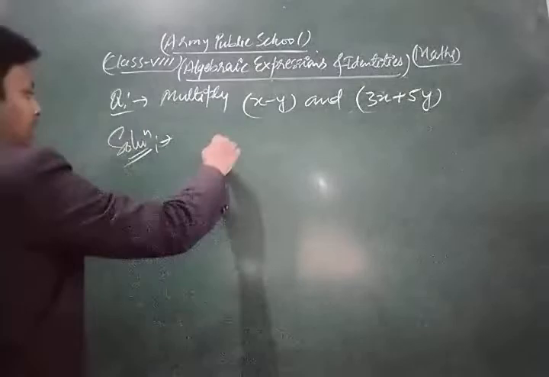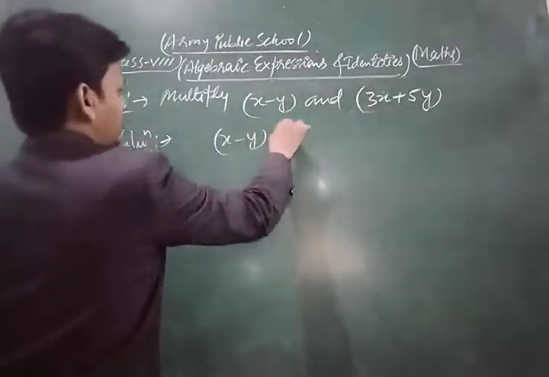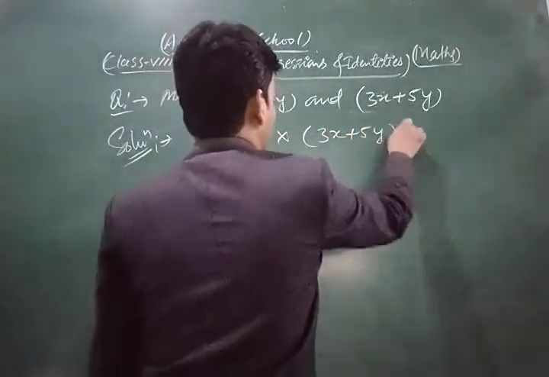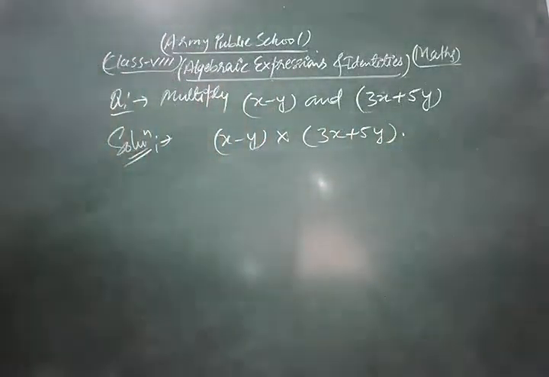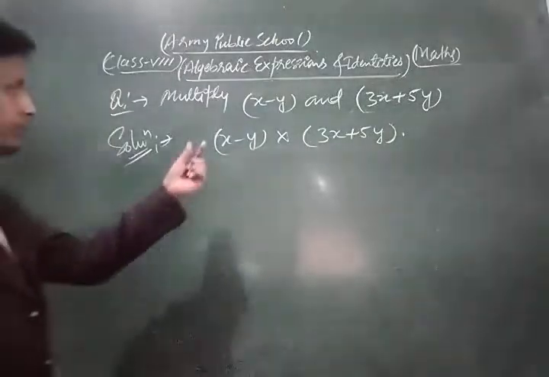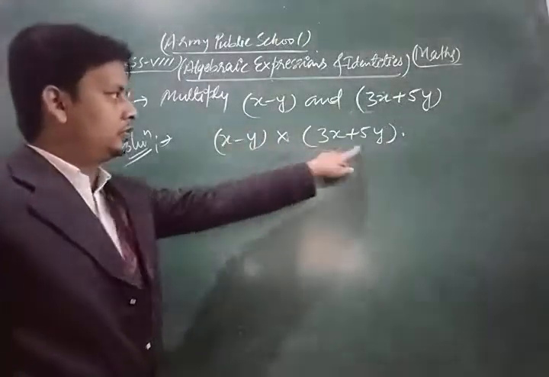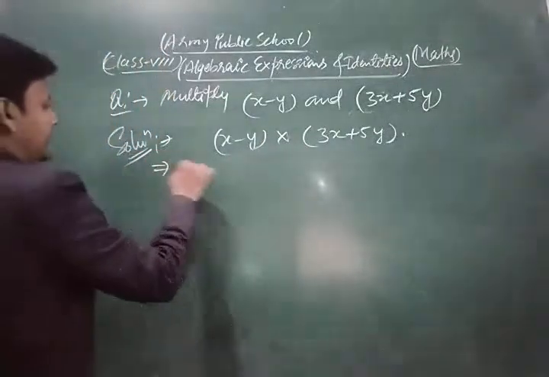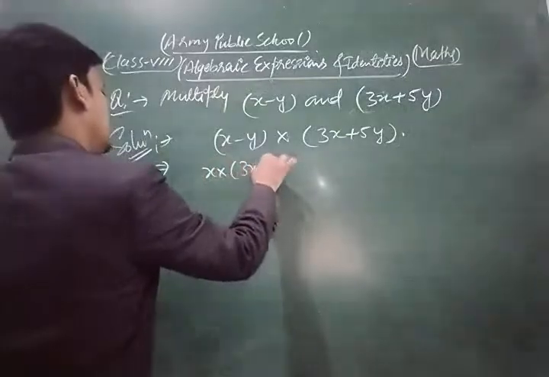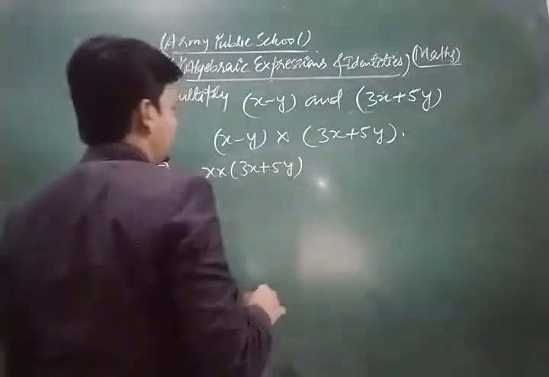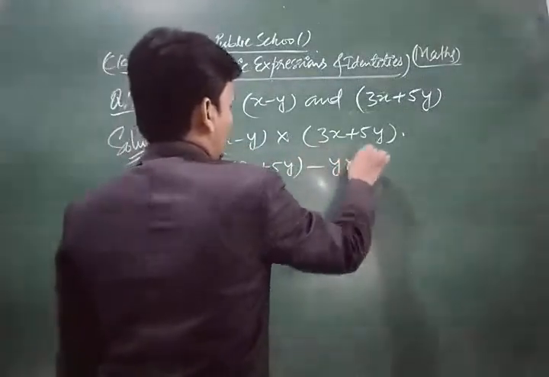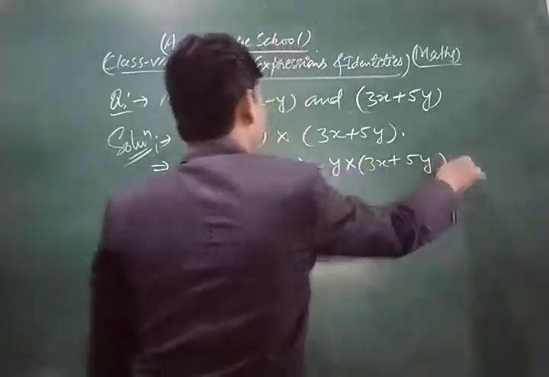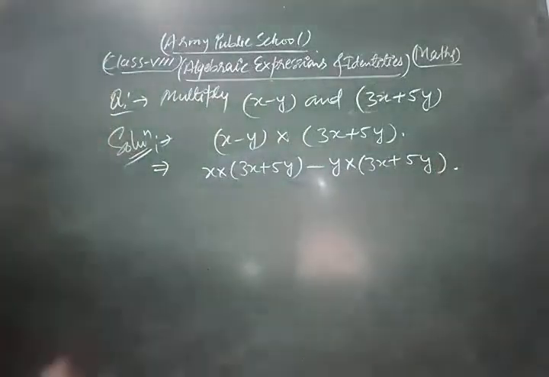So first of all, we can write it this way. We just multiply x minus y by 3x plus 5y. Now look what I do. First of all, we can write x into the whole expression minus y into the whole expression. So x into 3x plus 5y minus y into 3x plus 5y. Now we simplify them.